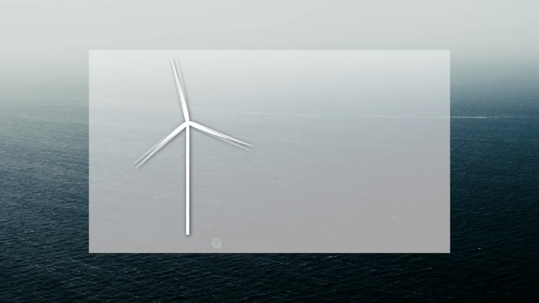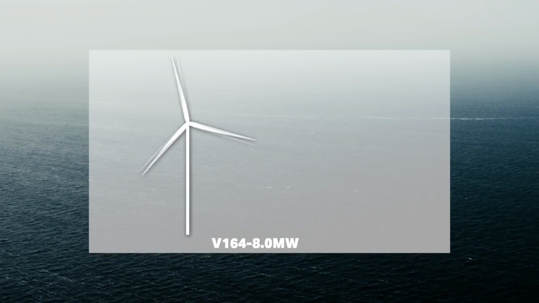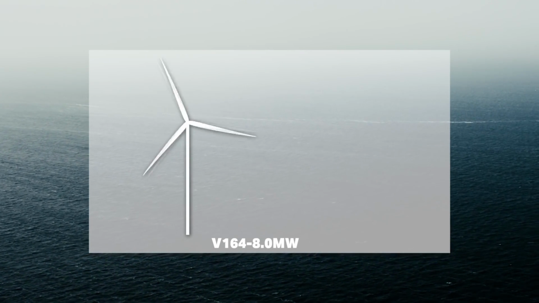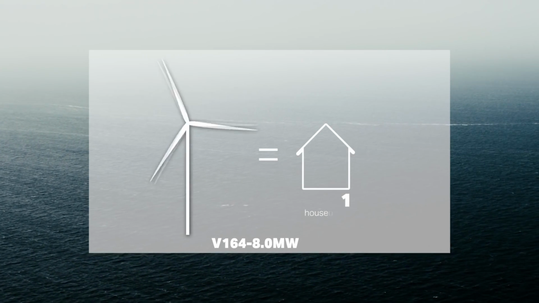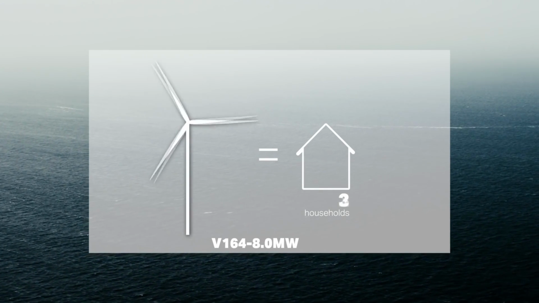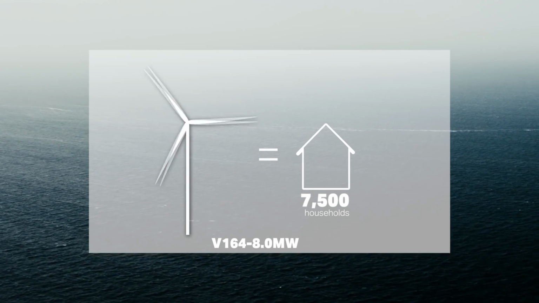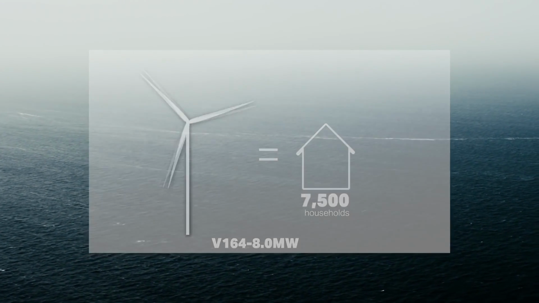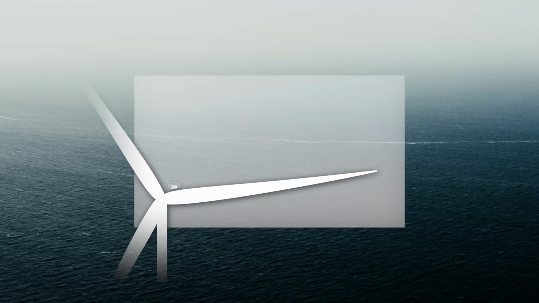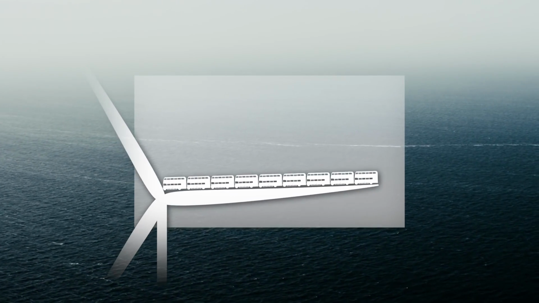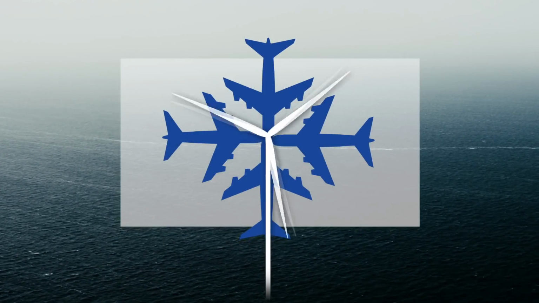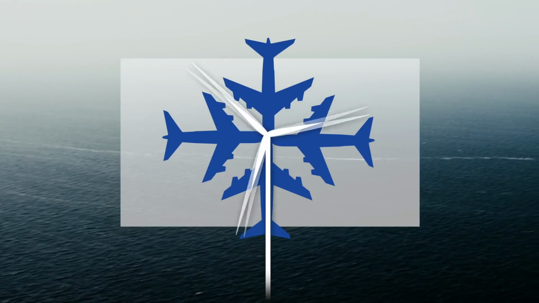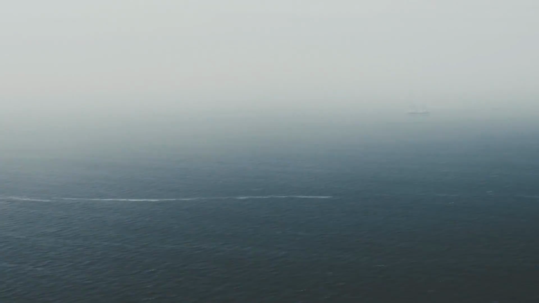In 2016, MHI Vestas will install the first V164 8-megawatt turbines offshore. The V164 is the most powerful wind turbine in the world, with a total energy output to supply more than 7,500 households. The blades reach 80 meters long, equivalent to 9 London double-decker buses. 4 Airbus A380s could fit within the swept area of over 21,000 square meters.